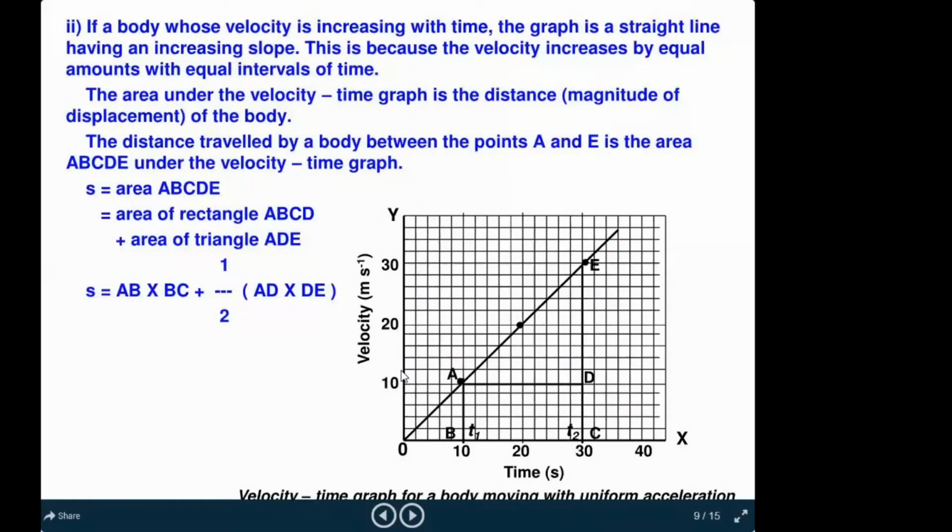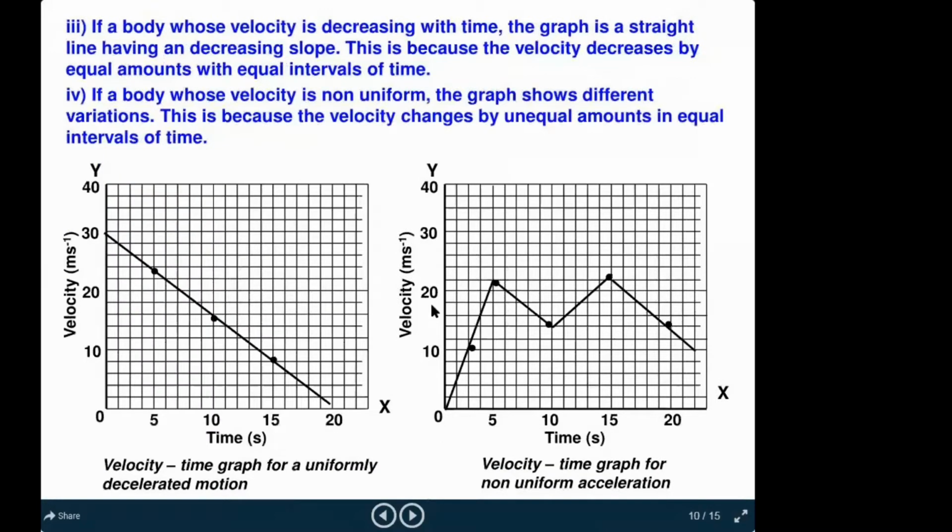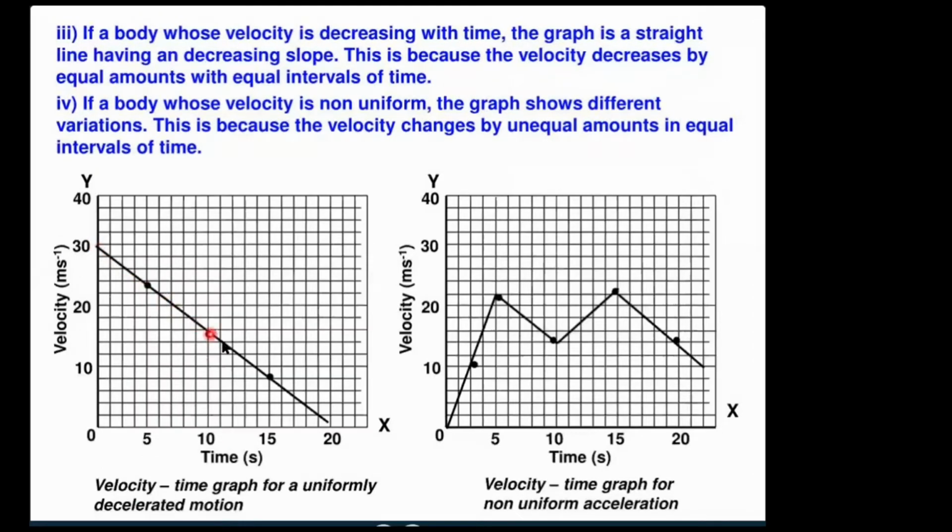Area under velocity-time graph will give you distance. Now you see this graph. From this graph, what will you observe here? Initially the vehicle is moving with 30 meters per second.